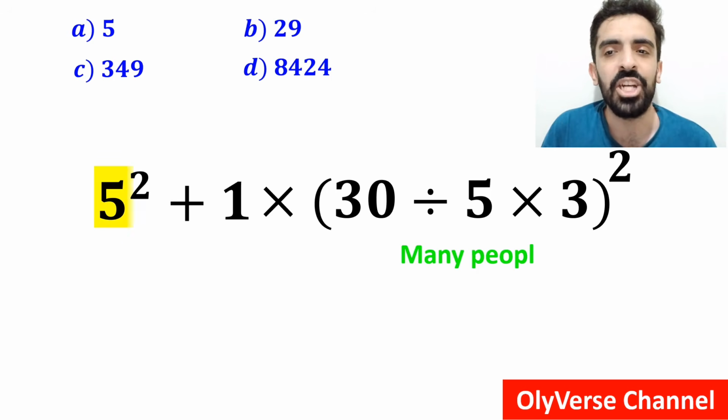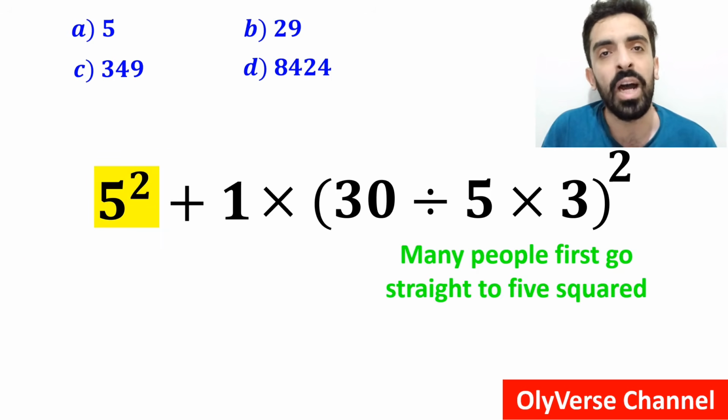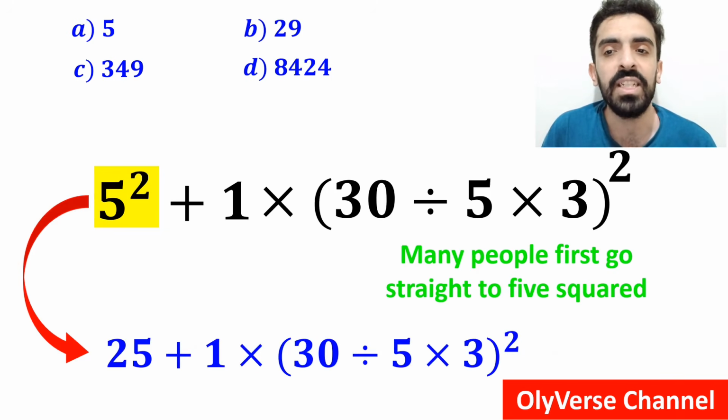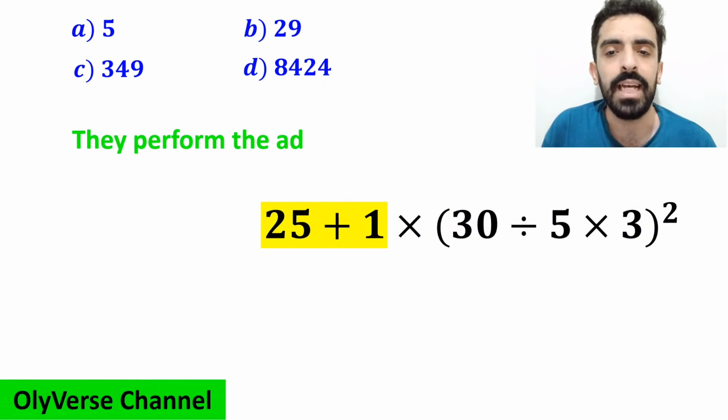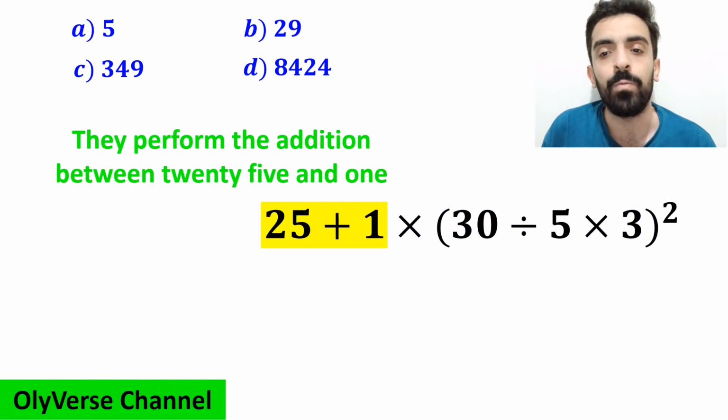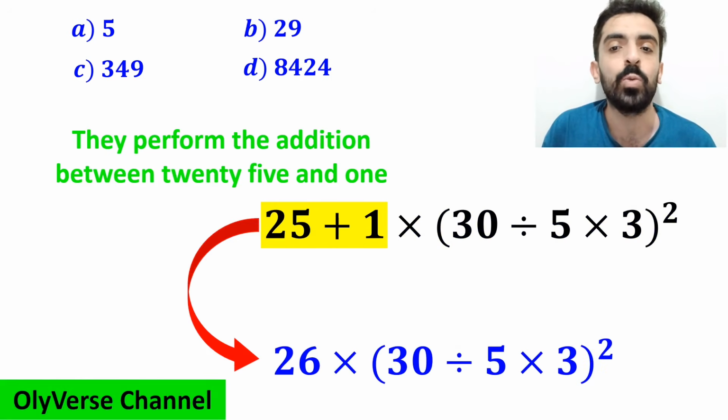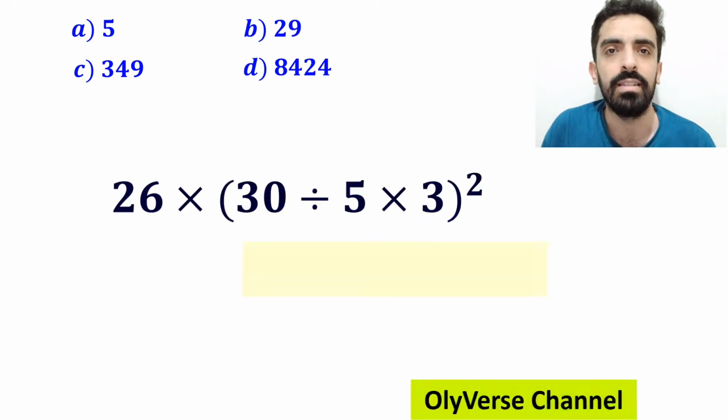To solve this question, many people first go straight to 5 squared and they simplify this expression to 25 plus 1 multiplied by 30 divided by 5 times 3 inside the parentheses and all squared. And the next step, they perform the addition between 25 and 1 and write this expression as 26 multiplied by 30 divided by 5 times 3 inside the parentheses and all squared.